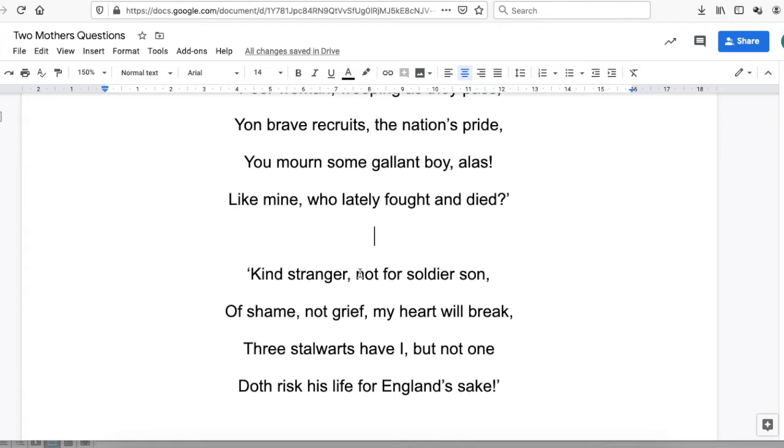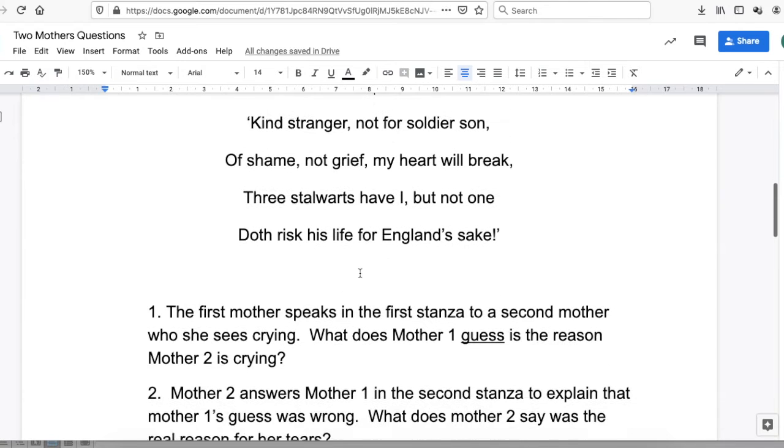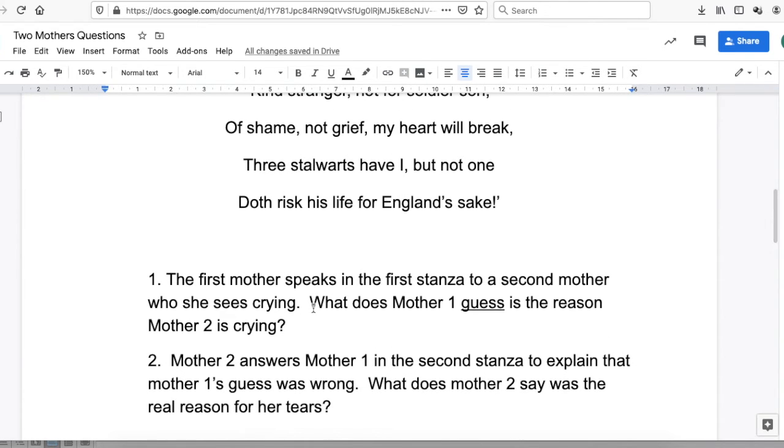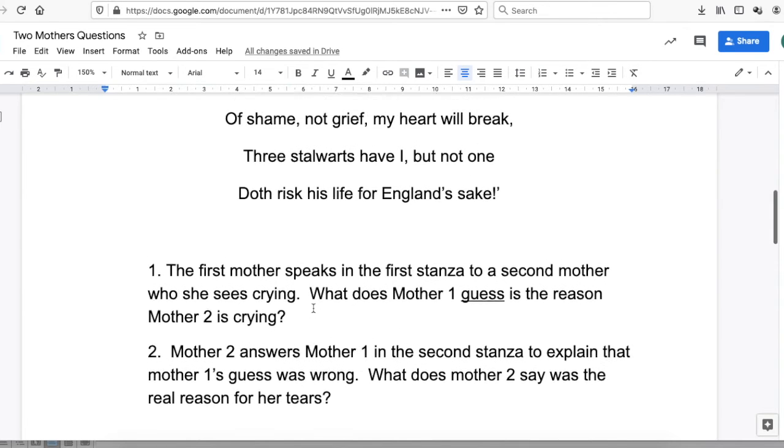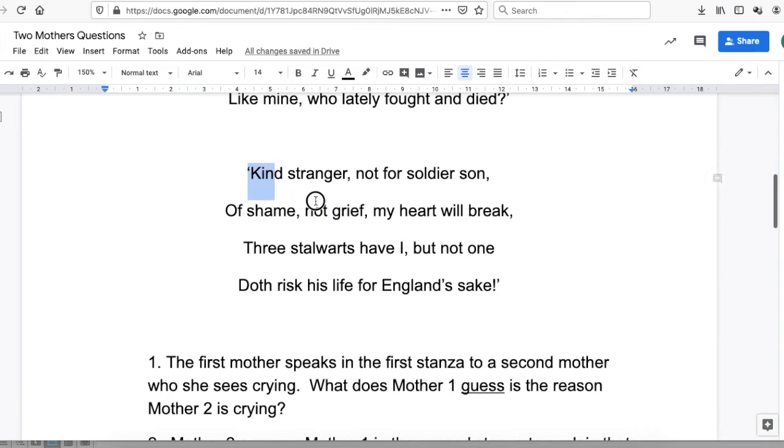So for question number 1, you're putting into your own words, what does mother 1 guess is the reason that mother 2 is crying as she watches these recruits, these new soldiers marching off to fight? And mother 2 answers in the second stanza. This is mother 2's voice.